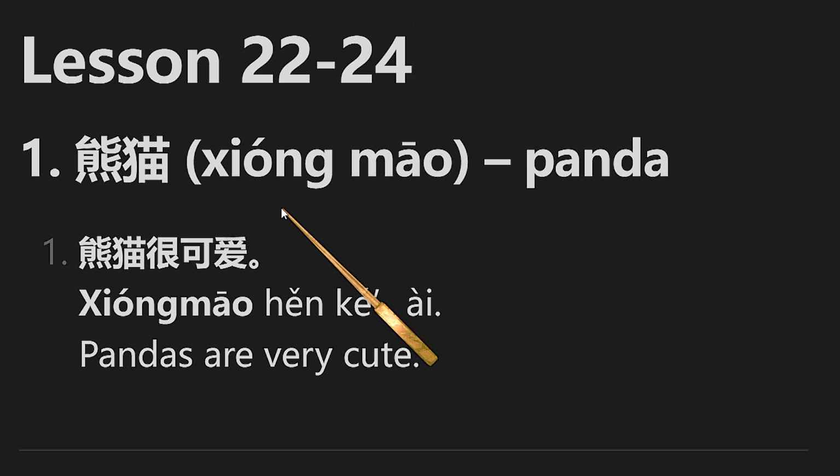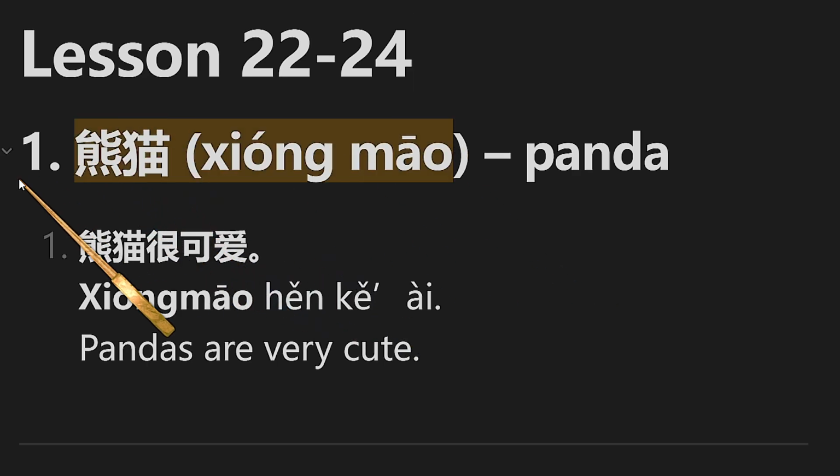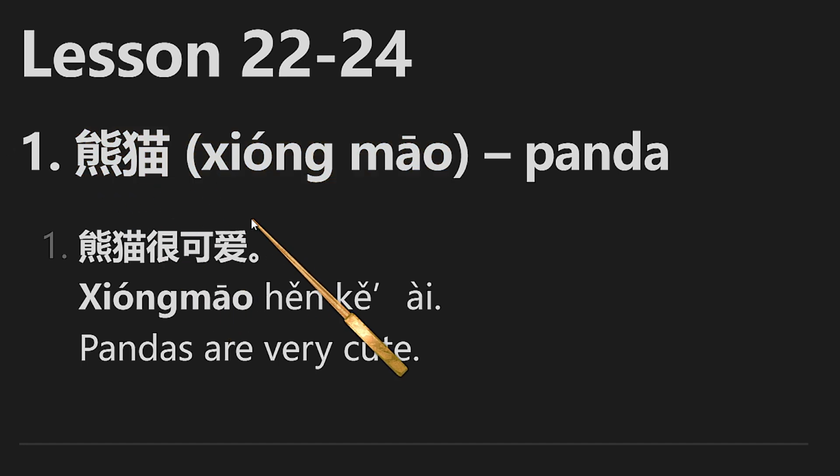Chapter 8. The first word today is 熊猫. Today we have 5 words. 熊猫, panda. Panda is China's most famous animal. 熊 is a bear, and 猫 is a cat. So it's bear cat, and I think it describes the panda pretty well.